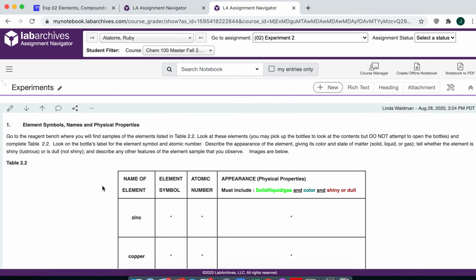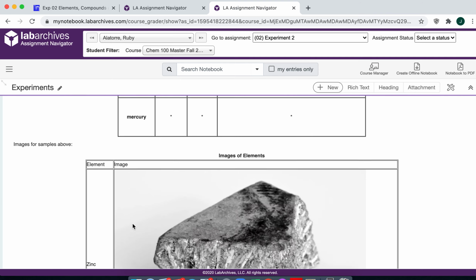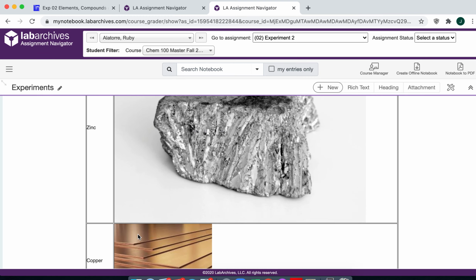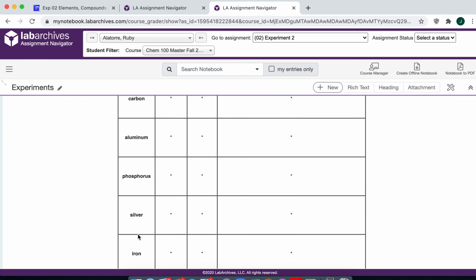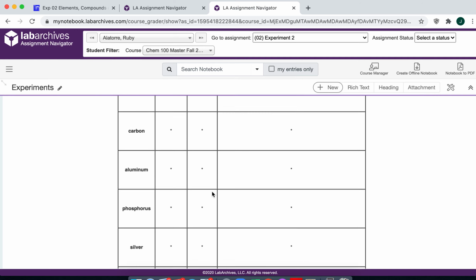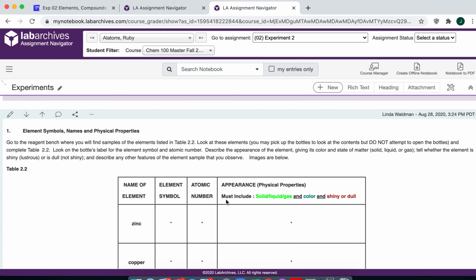Elements. The list of elements is given, and their pictures are also attached at the bottom. You're going to describe how each one looks. You're going to fill out its element symbol, atomic number, and appearance. So let's start with zinc as an example. Zinc looks silvery and shiny. That's the appearance, and it is solid, shiny in color, which is silvery.